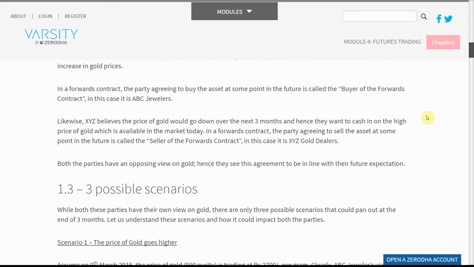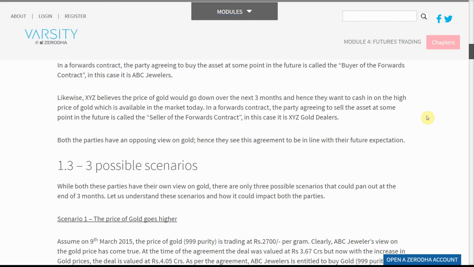In this case, it is ABC Jewelers. Likewise, XYZ believes the price of gold would go down over the next 3 months and hence they want to cash in on the high price of gold which is available in the market today. In a forwards contract, the party agreeing to sell the asset at some point in the future is called the seller of the forwards contract. In this case it is XYZ gold dealers.